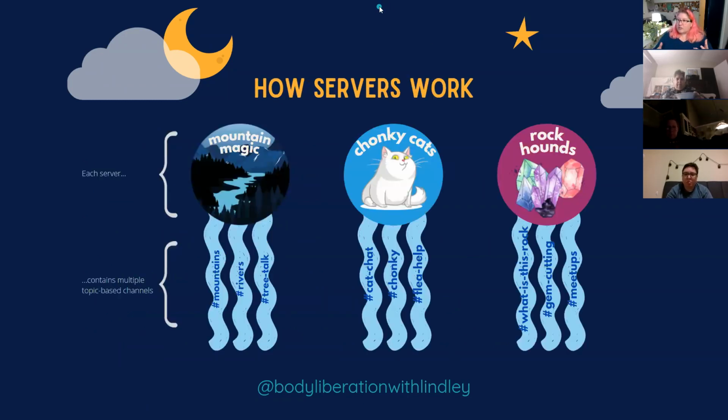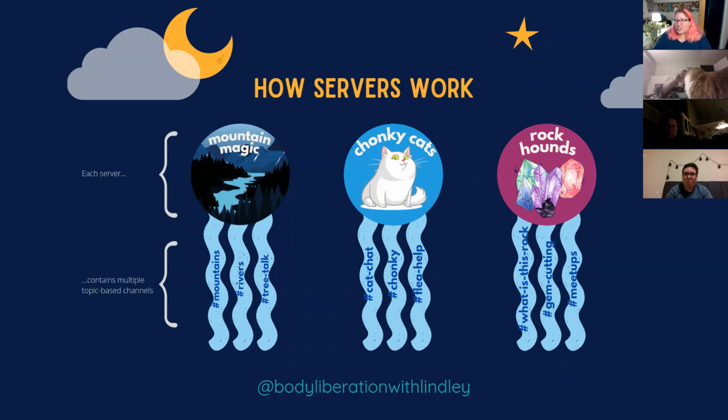So how servers work. You can see here that I have 3 fictional servers here with cute little logos that I made. So we have Mountain Magic, Chonky Cats, and Rockhounds. And I wish all these existed. Maybe they do somewhere. But each one of these, if you look, the server itself has these little rivers coming out of it. Those are your channels. So each of these columns is completely separate. I can be in Mountain Magic and have no idea that the other 2 exist, or I might be in all 3. But the channels remain within their server.